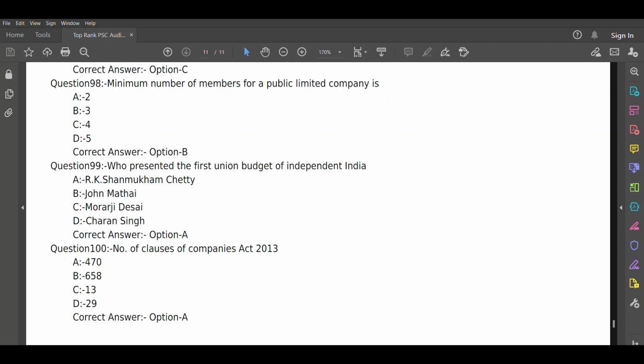Who presented the first union budget of independent India? R.K. Shanmukham Chetty. Number of clauses of Companies Act 2013, 470.